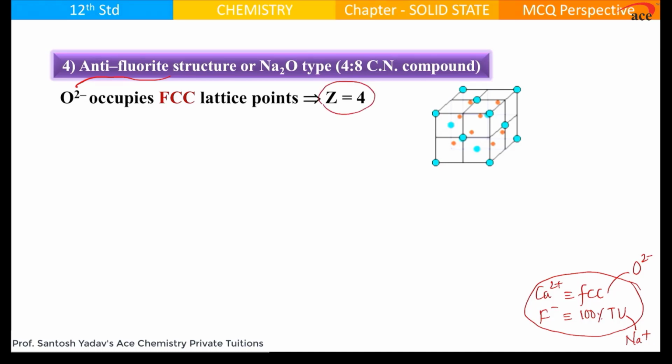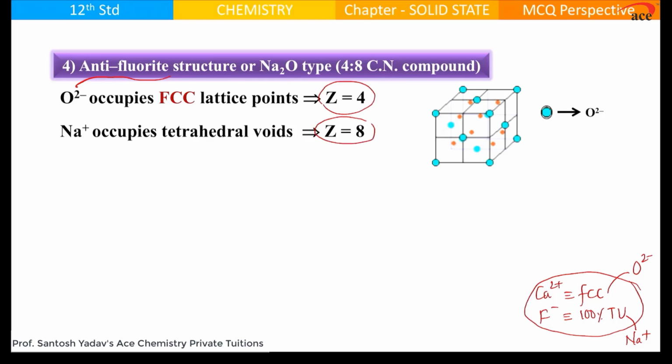So what is the total charge present? -8. And where is sodium present? 100% tetrahedral void. What is the total charge present? +8. So total charge here is -8, 4 multiplied by -2 is -8, 8 multiplied by +1 is +8. What is the total charge? 0. Any unit cell should have 0 charge.